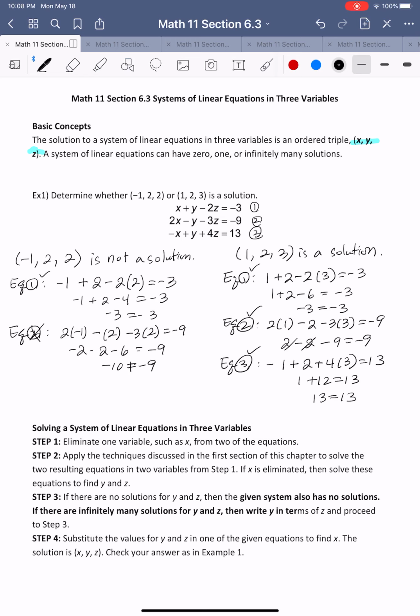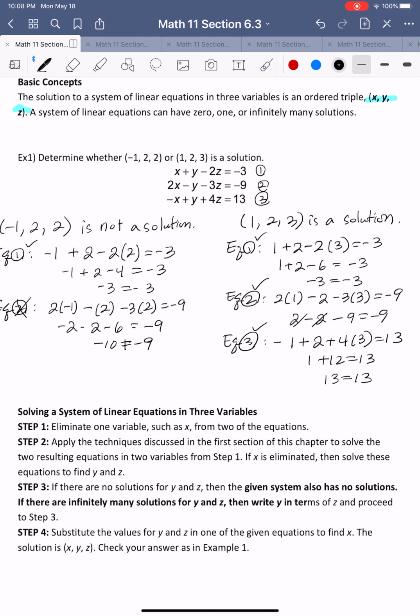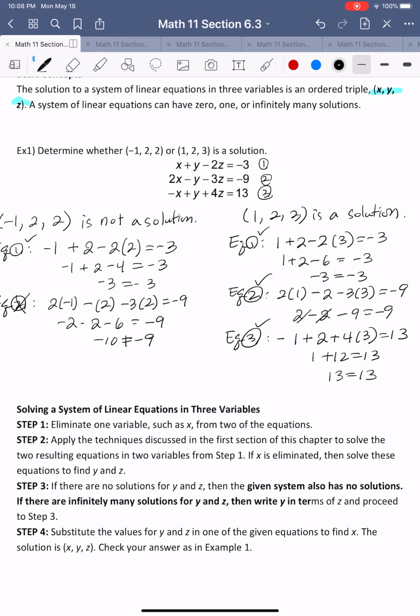Okay, all right. Solving a system of linear equations in three variables. Step 1: eliminate one of the variables, such as x, from two of the equations. Step 2: apply the technique discussed in the first section of this chapter to solve the two resulting equations in two variables from step 1.